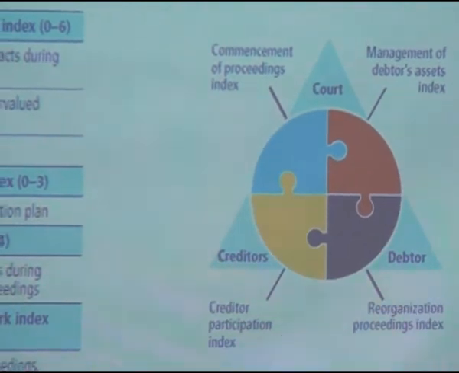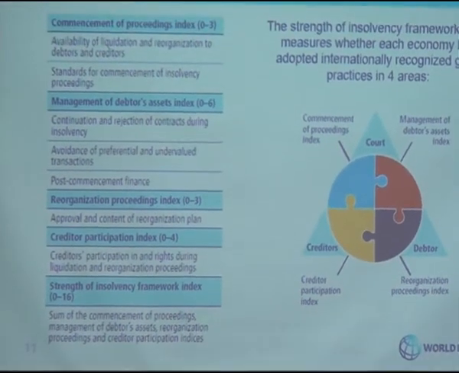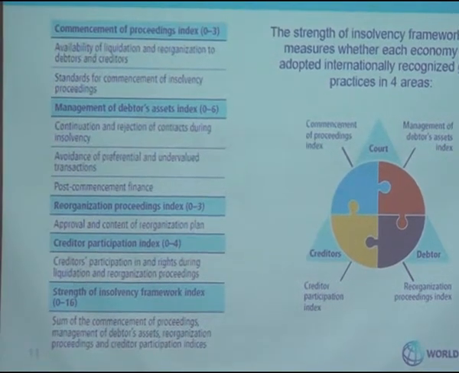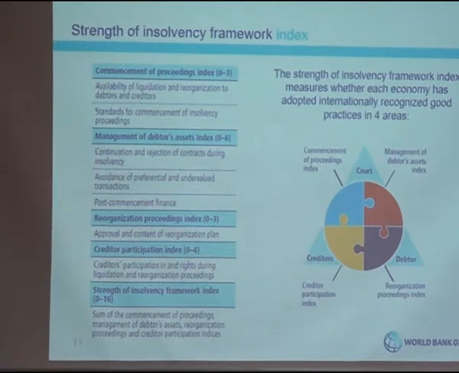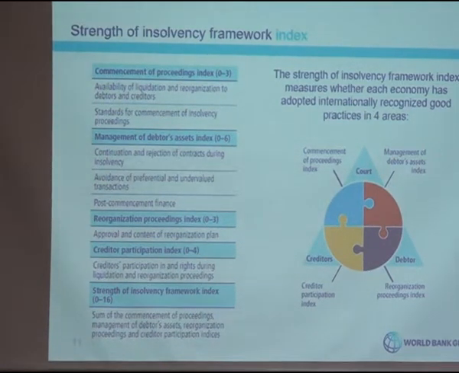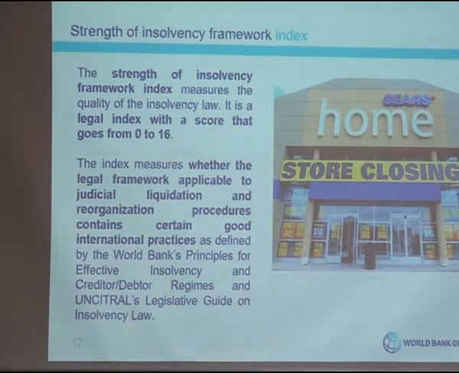In the Reorganization Proceedings Index, we look at the approval and the content of the reorganization plan. In the Creditor Participation Index, we look at the creditor participation and the rights within liquidation and reorganization proceedings. All these indices have a maximum score of 16 points. So, as I mentioned earlier, this index measures whether the legal framework applicable to judicial liquidation and reorganization procedures is in line with the good international practices that are defined by the World Bank's Principles for Effective Insolvency and Creditor-Debtor Regimes and the UNCITRAL Legislative Guide on Insolvency Law.